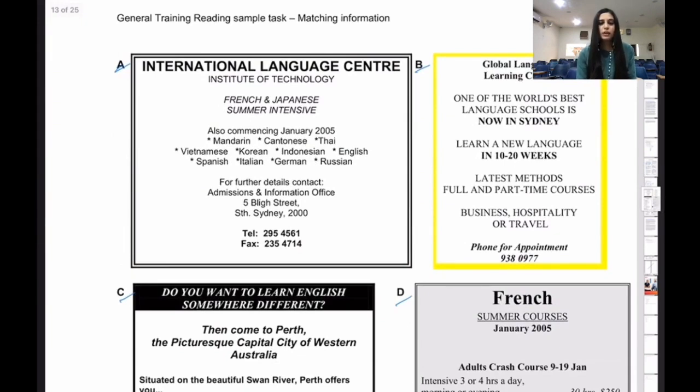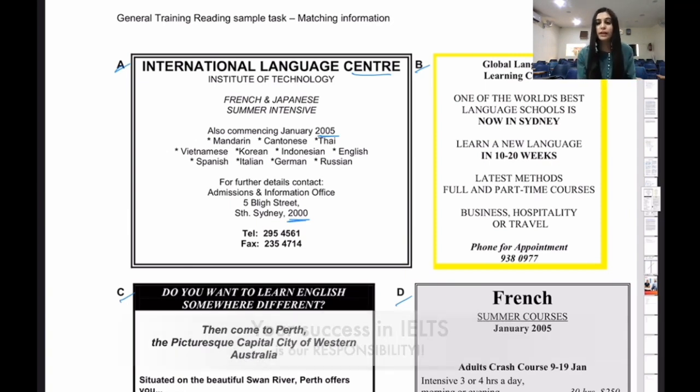So International Language Center, Institute of Technology, French, Japanese, and so on. Is there any mention of any year? There's a 2000 here, but this is the address. This is not when this particular institute or center was established. So we can ignore this. There's no mention of establishment anywhere here. Yes, of course, they're talking about also commencing January 2005. But here this again is talking about the classes and not about the establishment of the center.